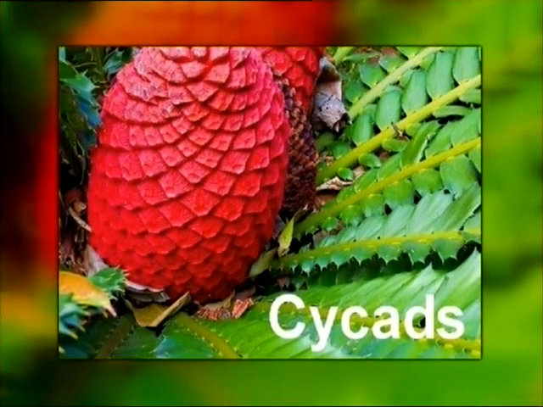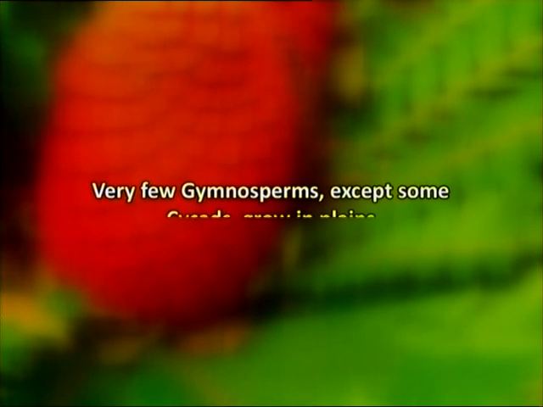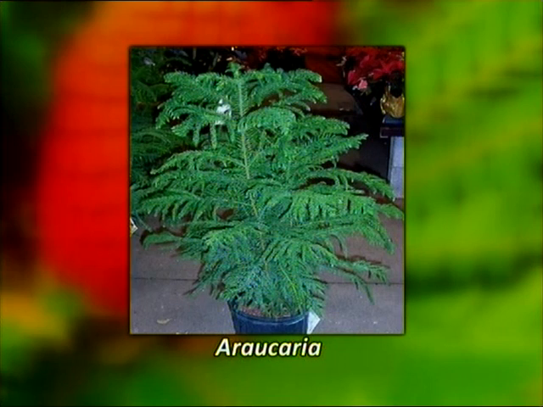The living gymnosperms are widely distributed in the cold climates where snow rather than rain is the source of water. The only native gymnosperms which thrive in warm areas are the Cycas. In India, mostly the conifers thrive well in hilly areas. Very few gymnosperms except some Cycas grow in plains. Araucaria is grown as an ornamental plant in gardens.